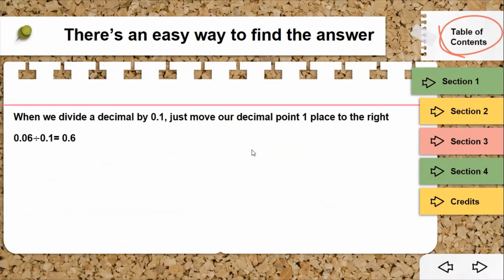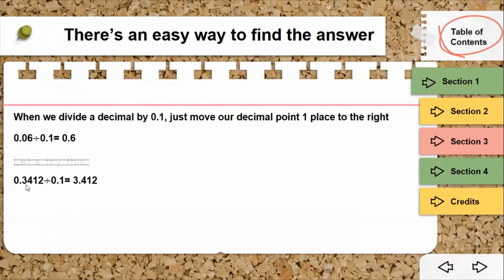Just move our decimal point here, this is our decimal point. If we're just going to move one place to the right, the answer will be 6/10. So how about this one? Let us have more examples for this one.